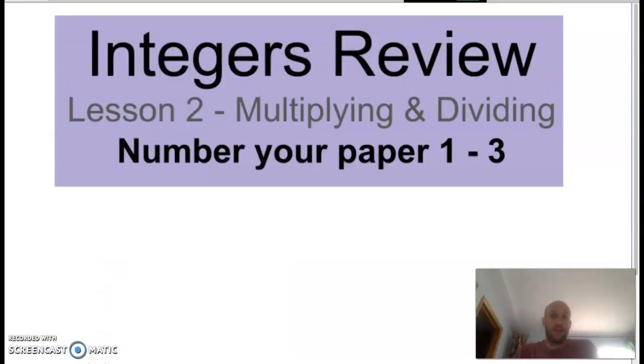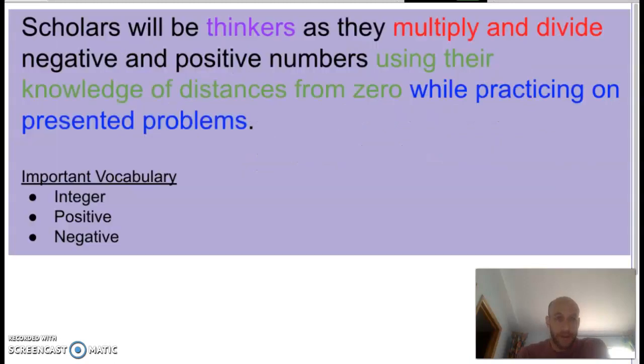All right, let's get started with lesson 2. We are going to move into multiplying and dividing. So first of all, make sure you have your paper and pencil, and it is numbered 1 through 3 with some space. While you do that, I'm going to read the objective. Scholars will be thinkers as they multiply and divide negative and positive numbers using their knowledge of distances from 0 while practicing on presented problems.